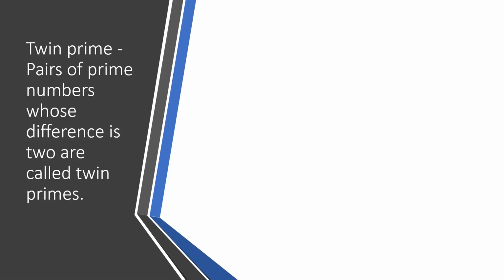Here we will understand a few more things that are also very important. Twin prime. Do you know what twin primes are? Pairs of prime numbers whose difference is 2 are called twin primes. Just see through an example and you can understand very well. 3 and 5. 3 is a prime number and 5 is also a prime number. And what is the difference between them? Difference means subtraction. 5 minus 3 equals 2.